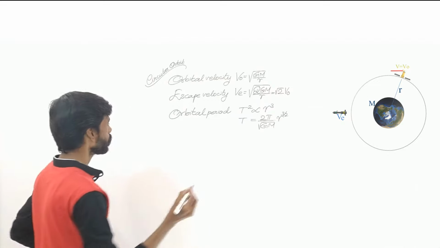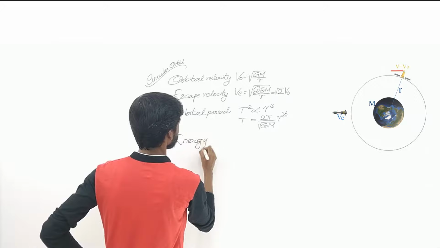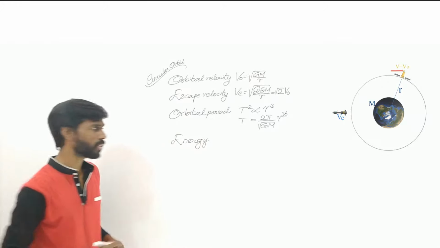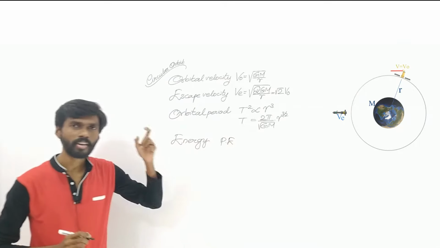or any rotating body. And the next one is the energy of a satellite. What is the energy of the satellite? The potential energy. See, the satellite is at a distance r from the center of the Earth.